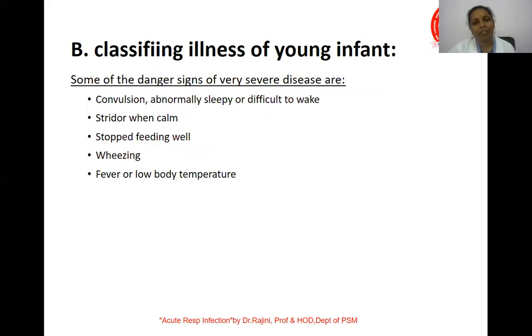Classifying the illness of a young infant. How are we going to classify? Some of the danger signs of very severe disease are convulsions, abnormally sleepy or difficult to wake. The child might have convulsions and may be drowsy, difficult to wake. Stridor when calm, not feeding well, wheezing, fever or low body temperature, maybe high or low. So these are the danger signs of very severe disease.